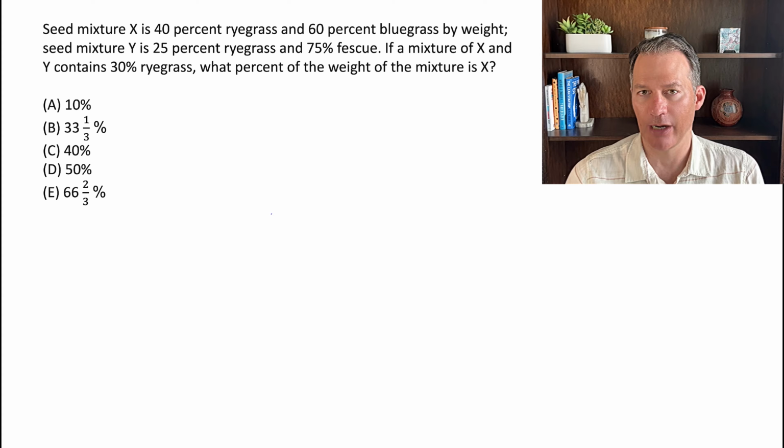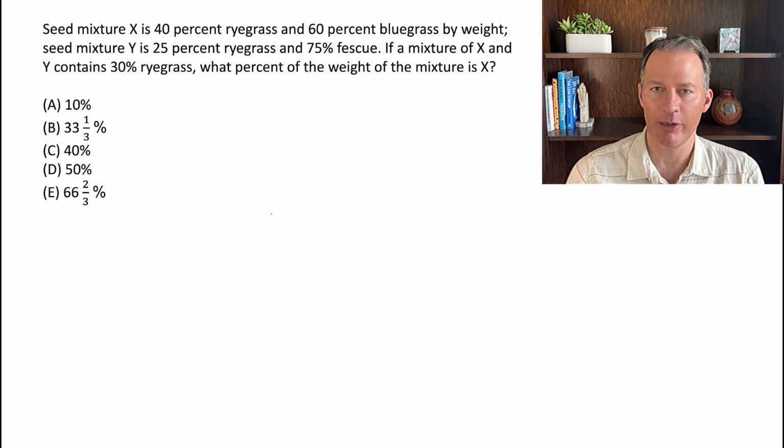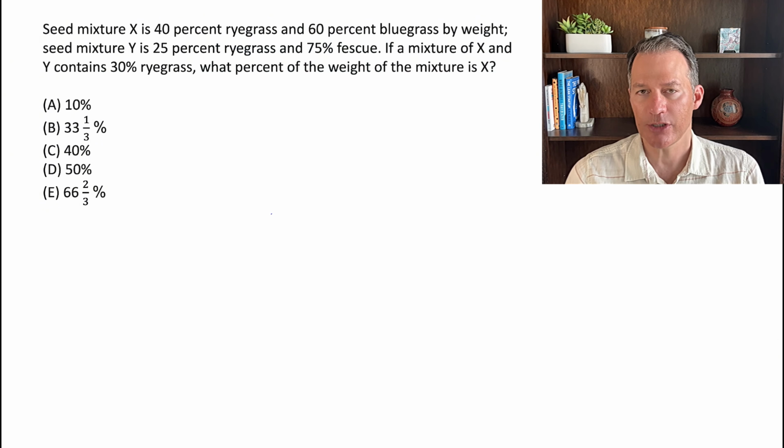So this problem is labeled difficult, and at first glance you can see why. Mixture X contains ryegrass and bluegrass, and mixture Y contains ryegrass and fescue. So it looks like we may need to track multiple components. But notice what the question actually tells us about the combined mixture. It only refers to ryegrass. Nothing about the bluegrass, nothing about the fescue. So that's the clue that we can ignore the other components and focus only on the ryegrass percentages.